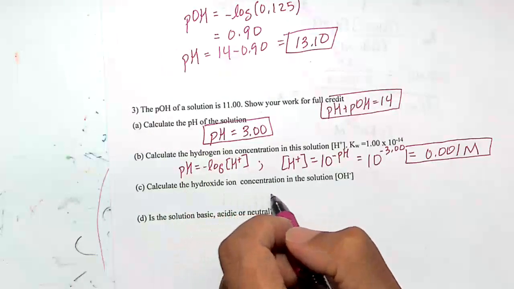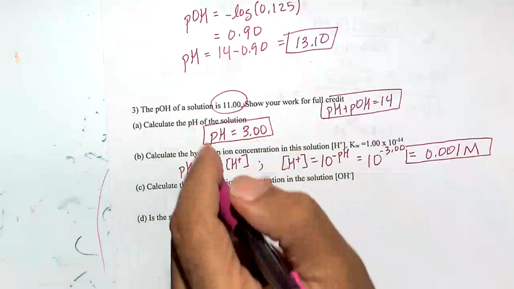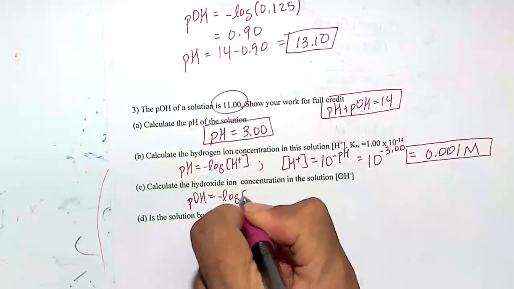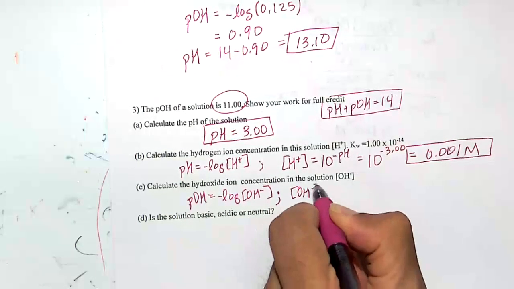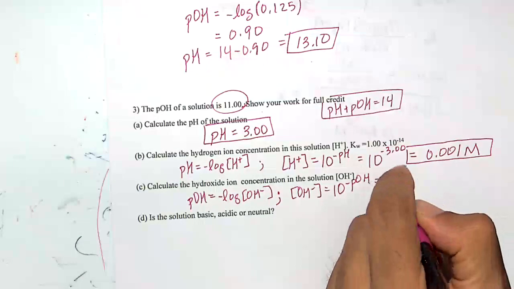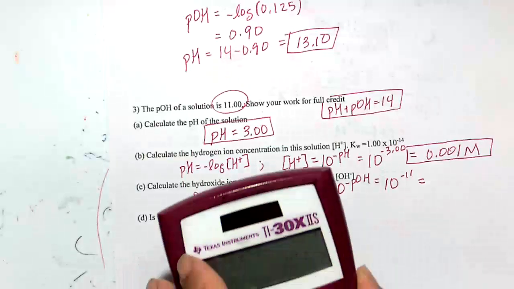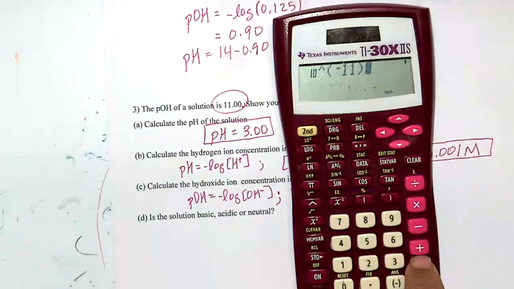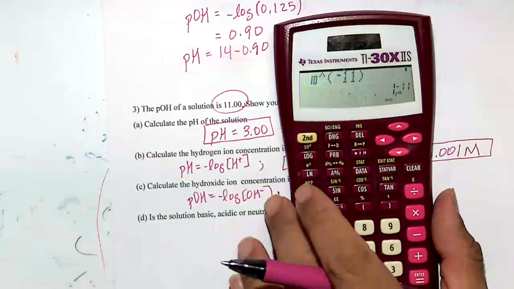Right, calculate the hydroxide ion concentration in the solution. Here pOH is 11. So if the pOH is minus the log of OH minus, the OH minus is equal to 10 to the minus pOH, which is 10 to the minus 11. And what is that on our calculator? 1 times 10 to the minus 11.